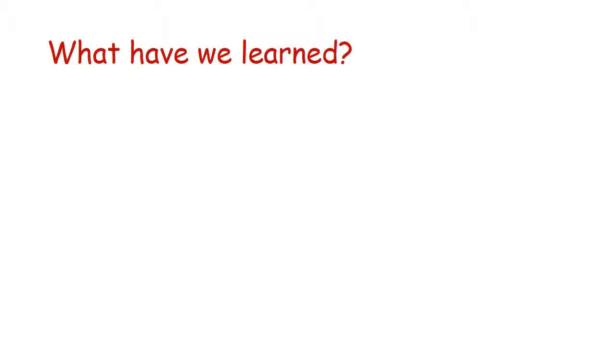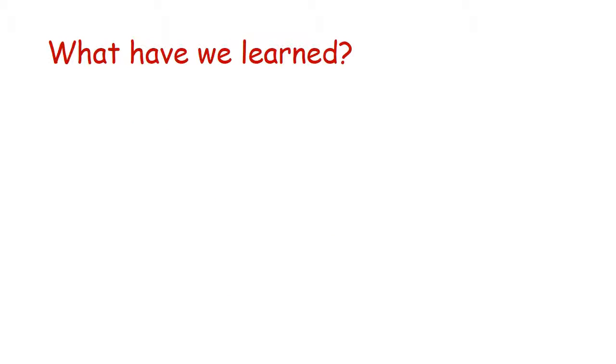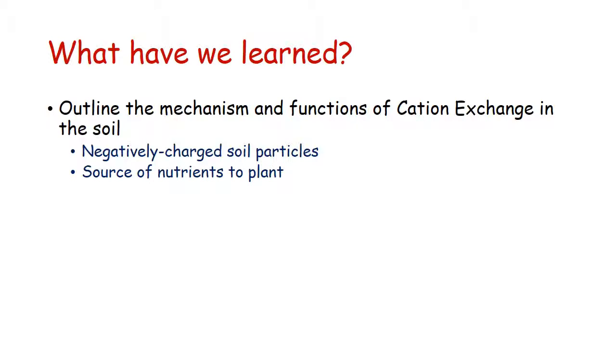So, what have we learned? Well, we now know that the transfer of electrons can cause the production of ions. We also know that some positively charged ions, called cations, are required in the soil for plant growth. These include calcium, sodium, potassium, magnesium, and ammonium. Secondly, we know that negatively charged clay and humus particles bind nutrient cations in the soil, providing a source of nutrients to the plant and preventing leaching.